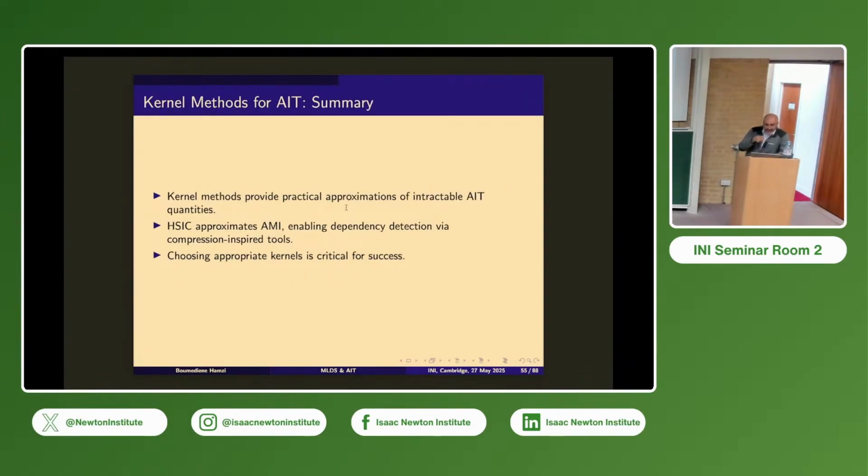So actually, this is answering your question. Kernel methods provide practical approximation of intractable AIT quantities. H6 approximates AMI, enabling dependency detection via compression-inspired tools, and choosing appropriate kernels is critical for success.